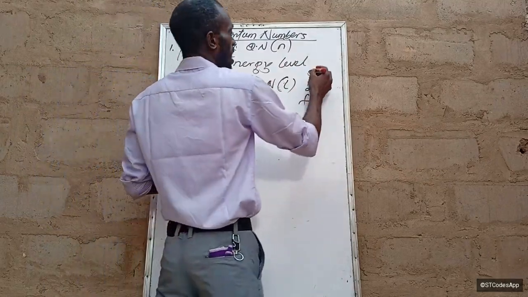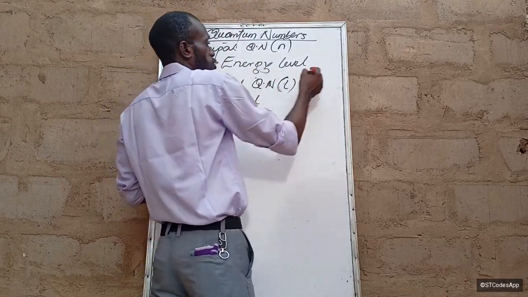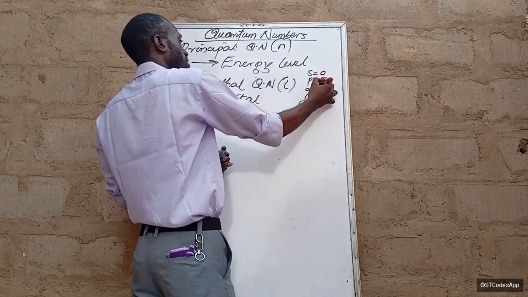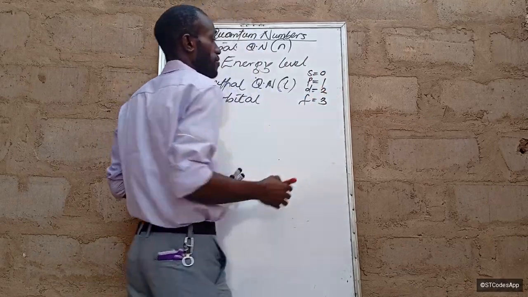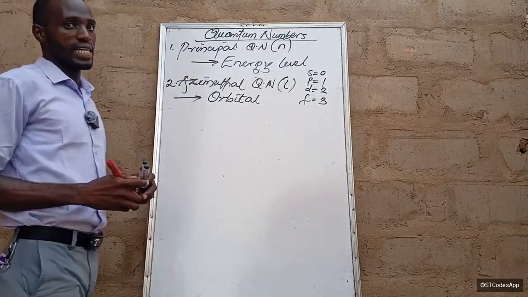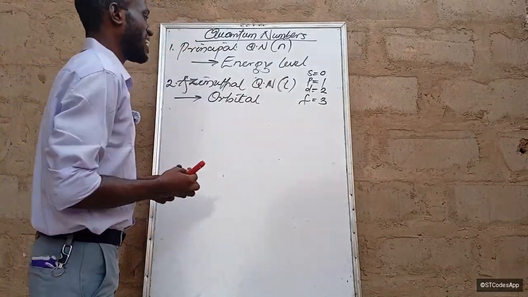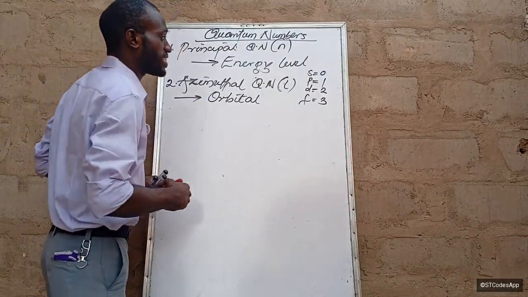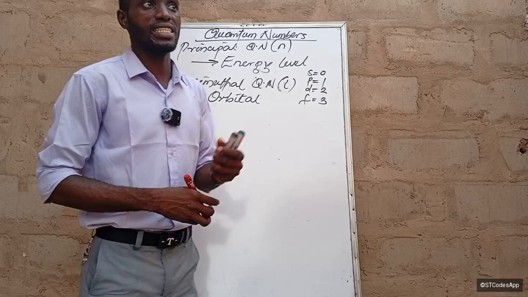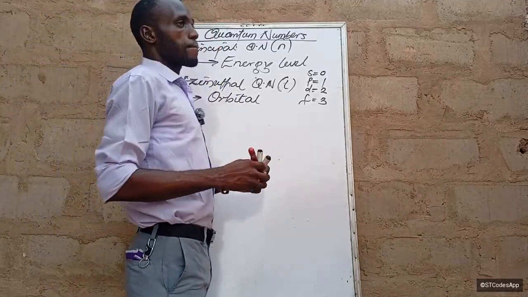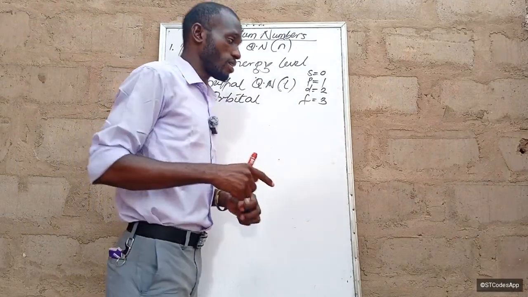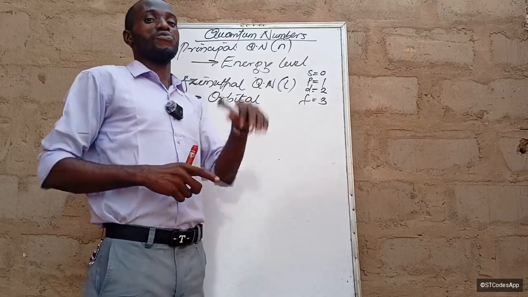Now the s orbital is designated azimuthal quantum number 0. p takes azimuthal quantum number 1, d takes 2, and f takes 3. Remember that the p orbital is degenerate. If the p orbital is degenerate into 3, it's degenerate into px, py, and pz. The d orbital is degenerate into 5.